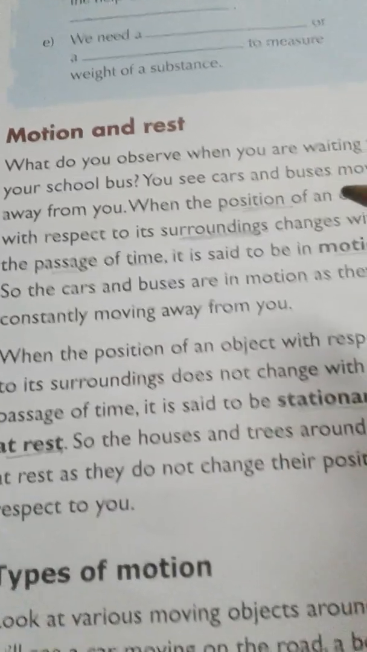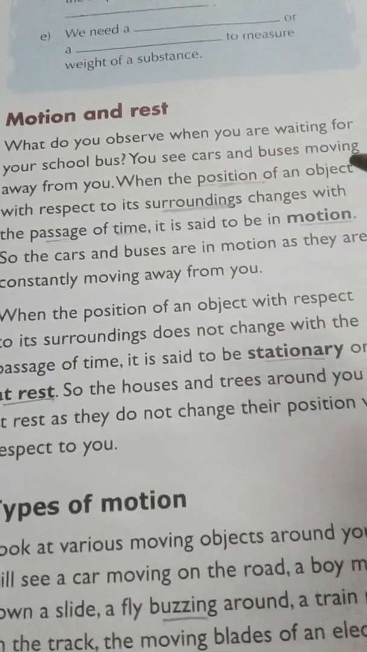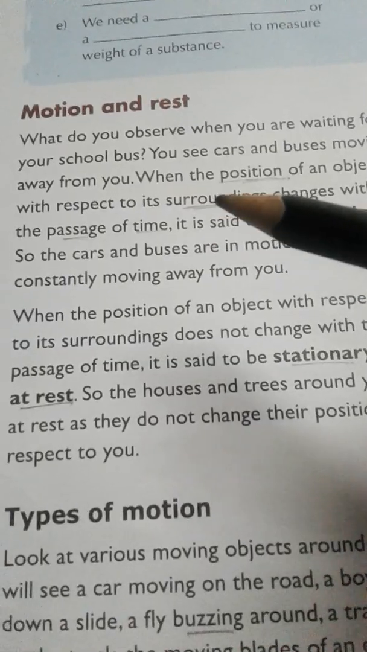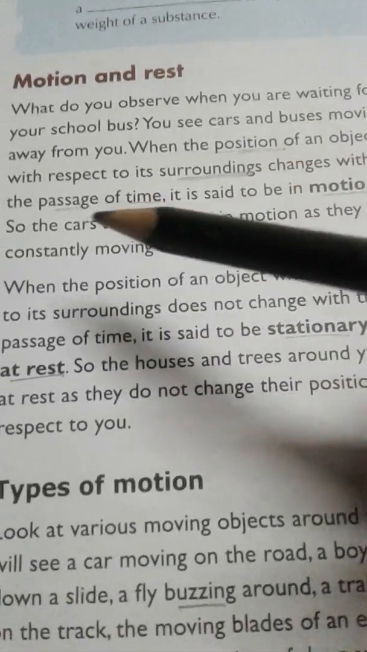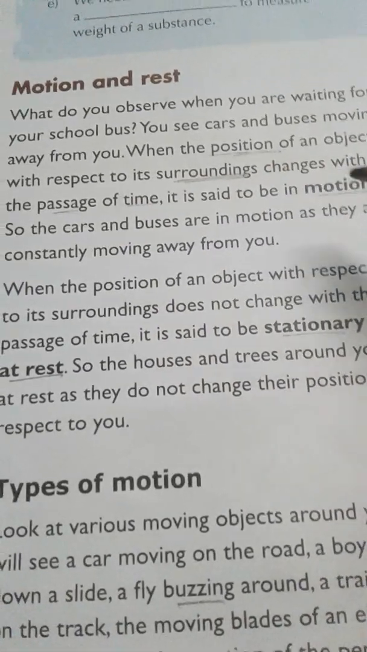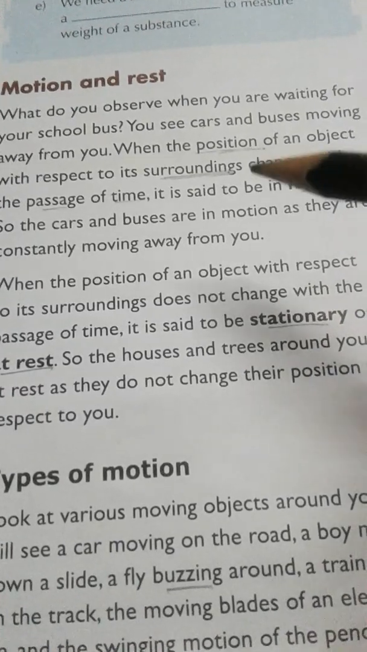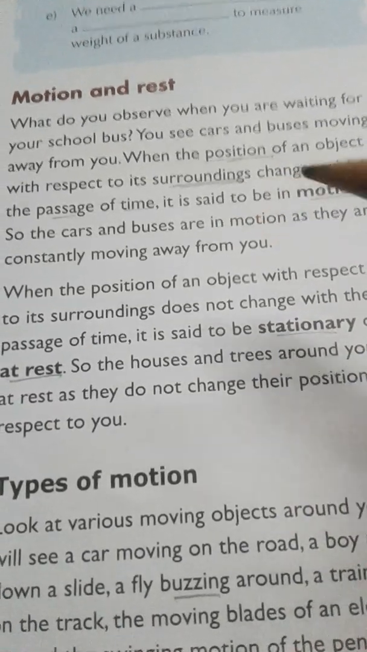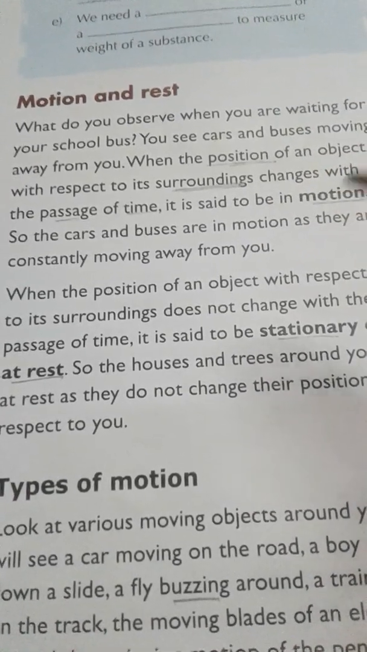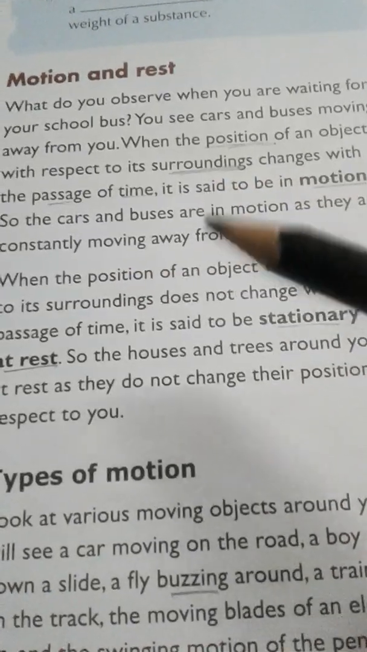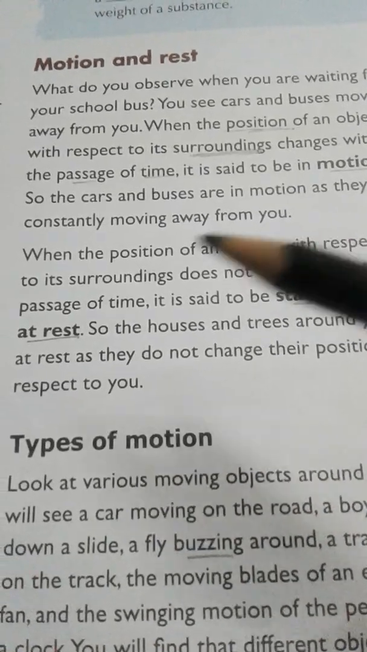What do you observe when you are waiting for your school bus? You see cars and buses moving away from you. So these are motion. When the position of an object with respect to its surroundings changes with the passage of time, it is said to be in motion. So the cars and the buses are in motion as they are constantly moving away from you.